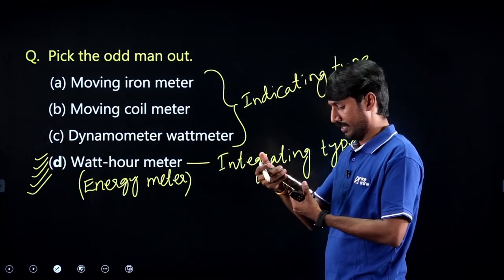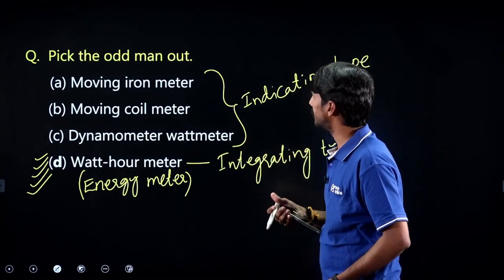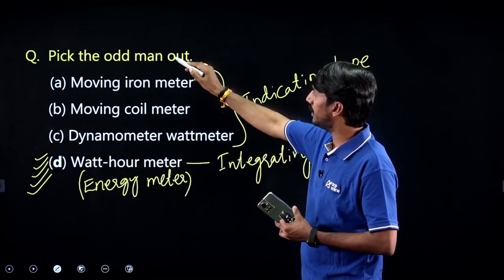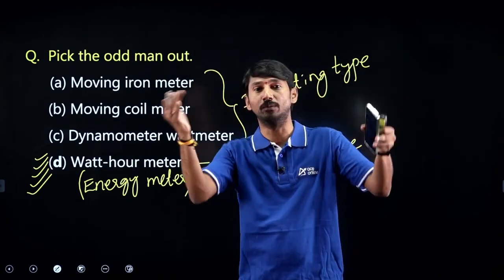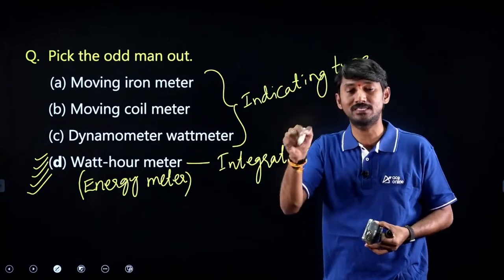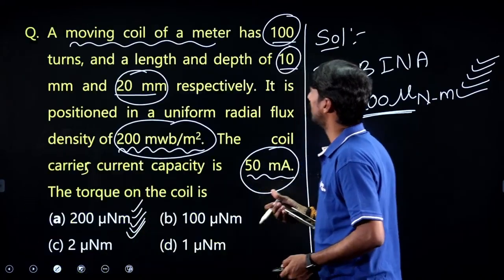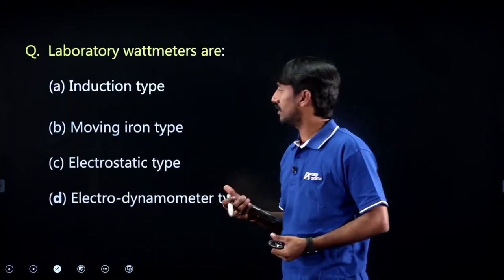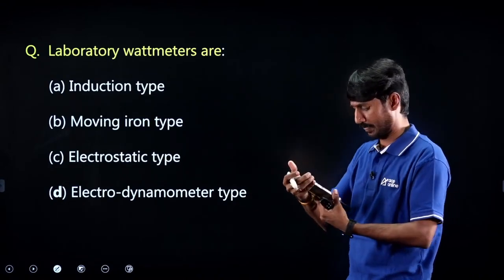Okay, very good. Like this, type in the chat box and I'll clarify. One more logic: if you are going for any odd man out question, first we need to differentiate based on the type. All these are indicating and then this one is integrating. That is the basic classification. Right, next. Which type of wattmeters are used in our general laboratory applications?